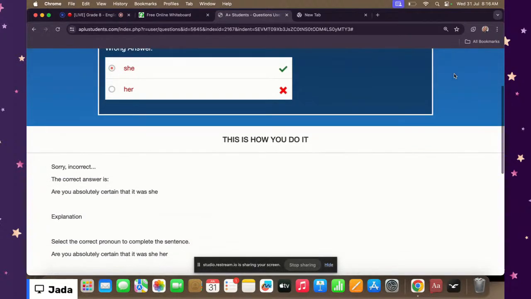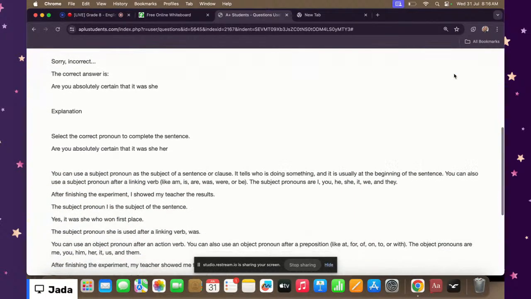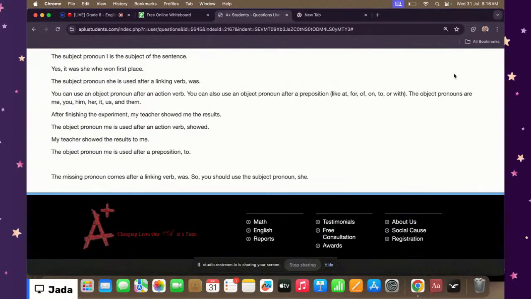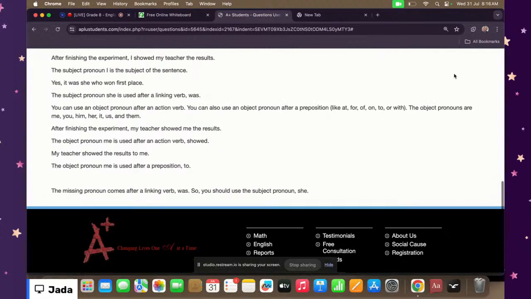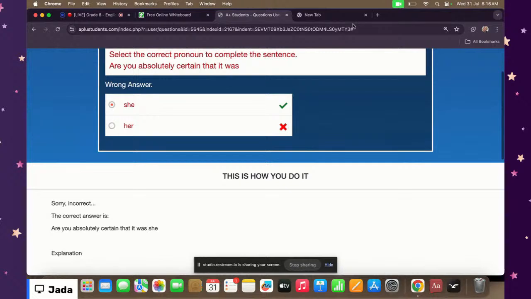So if you click on the answer and find out that it's wrong, you can just scroll down here and see the right answer that is supposed to be there. So you can figure out the right answer. So she should use the subject pronoun she, because if you remember the linking verbs, we have was here. So was is a linking verb. So you have to make sure that you use a subject pronoun after a linking verb. So that's what we do.